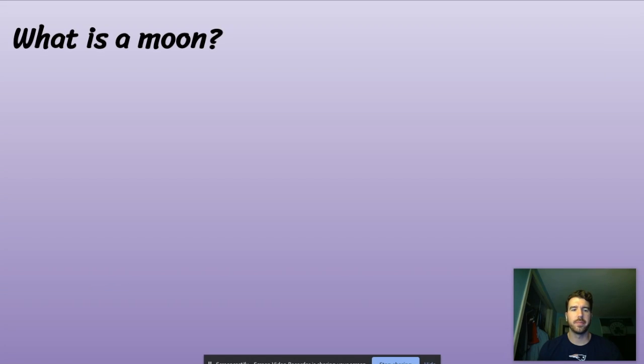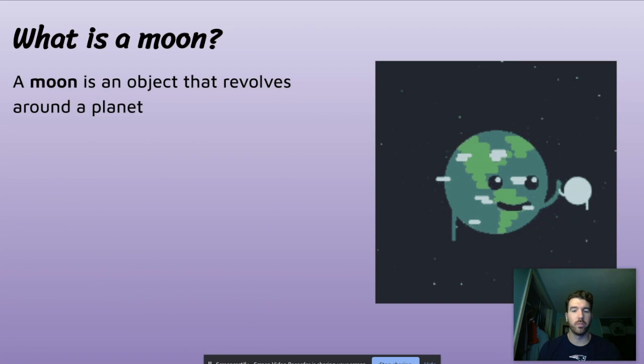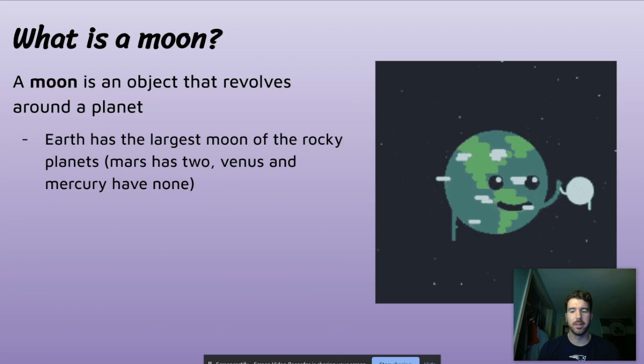So what is a moon? A moon is an object that revolves around a planet. And we are not the only planet in our solar system that has a moon. Earth does have the largest moon of the rocky terrestrial planets. Mars actually has two, but they're small. And then Venus and Mercury don't have any.